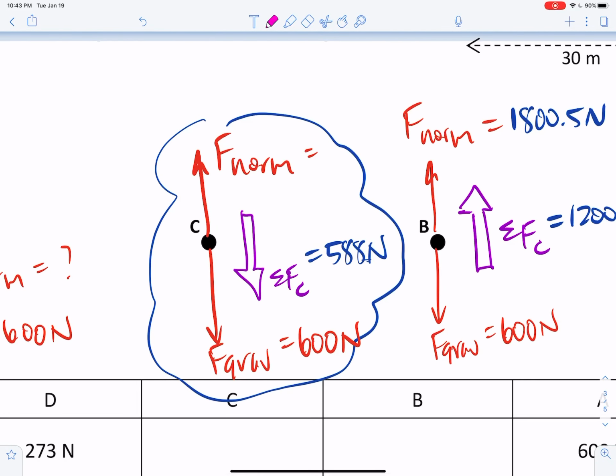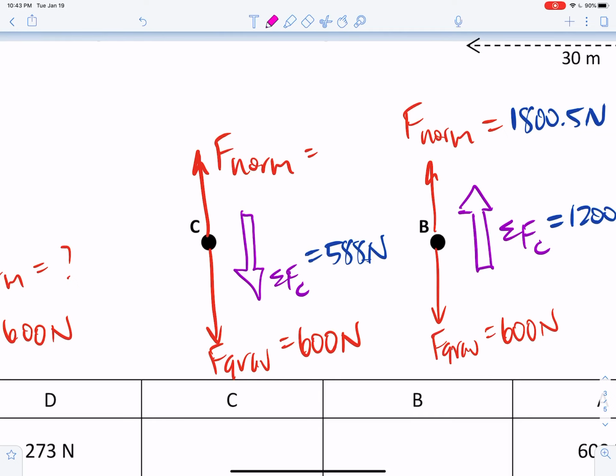So now we're saying that this is 12 newtons, okay? Why is it 12 newtons? Because check it out, right? So 588 is the total of the normal force and gravity. Well, gravity is pulling down with 600, and so if the normal force pulls up with 12, then the difference between them is that 588. Okay, so that checks out.